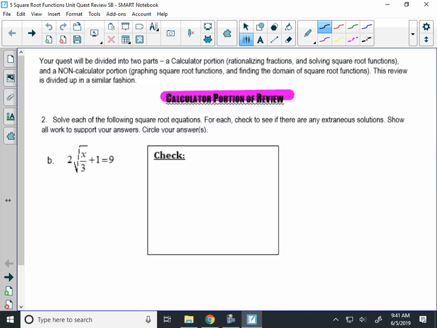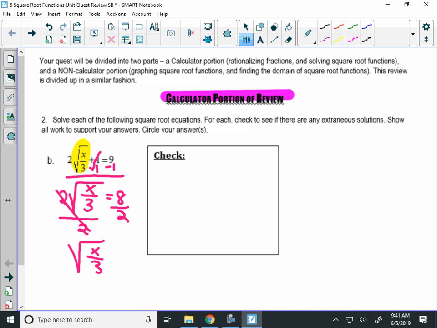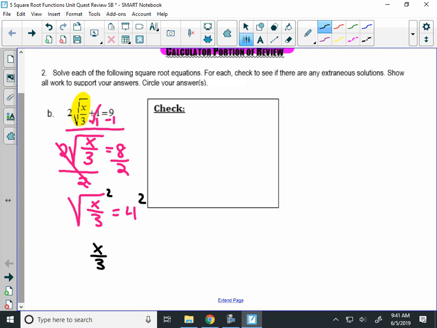All right, in order to solve this equation, you're going to isolate the square root. So to start here, you're going to subtract 1 from both sides. We'll get 2 square root of x over 3 equals 8. The square root is still not isolated. I need to divide by 2. Get the square root of x over 3 equals 4. Now that it's isolated, you can square both sides. Okay, so I'll have x over 3 equals 16. And then you multiply by 3. 16 times 3 is 48.